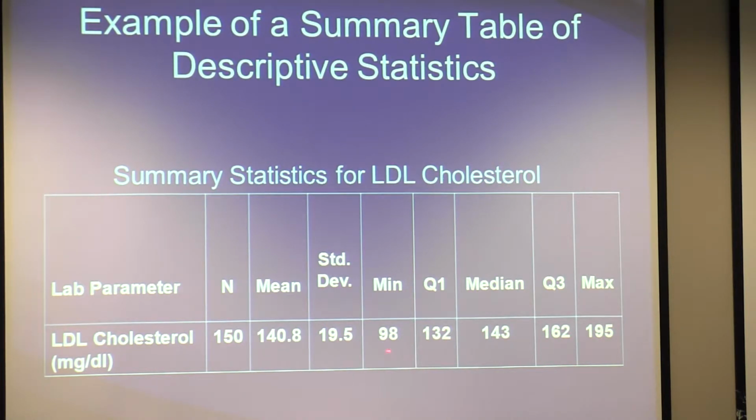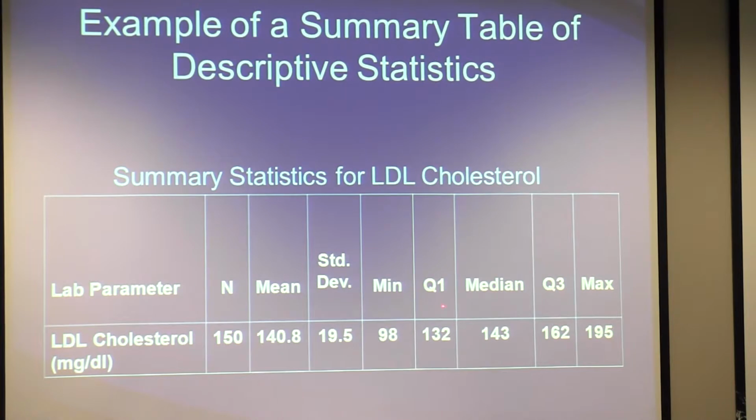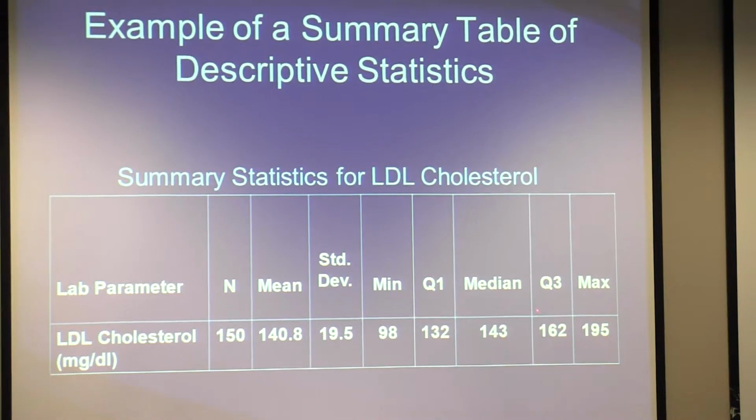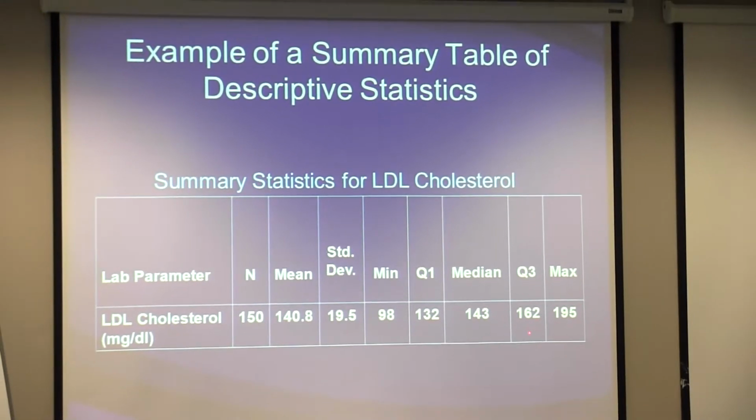So then the lowest value that anyone had was 98. And then skipping over, you can see the highest was 195. The middle point, the median, was 143, and then Q1 is the first quartile, the 25th percentile. So that's Q1, and then Q3 is the 75th percentile, or the third quartile.